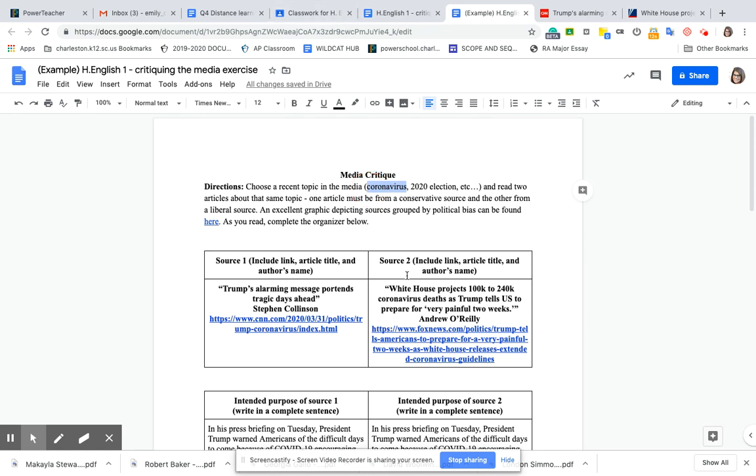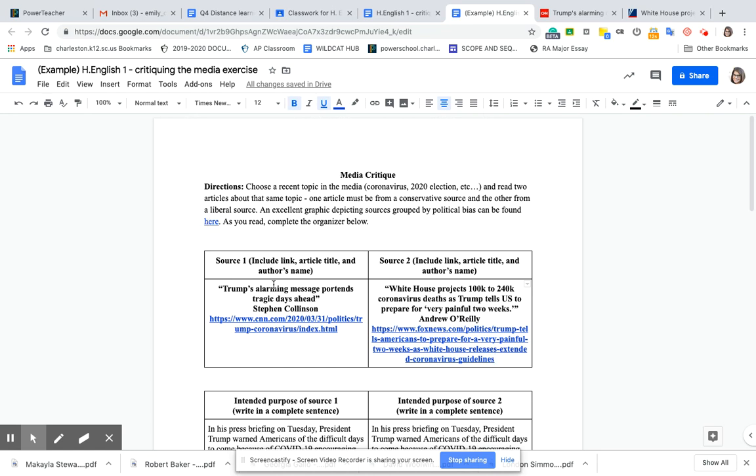And of course, you can't use mine, right? So CNN was my first source, and Fox News was my second source because I know that CNN is a liberal source and that Fox News is a conservative source. So I didn't need to use this graphic, but this graphic is here for you if you don't understand the difference between a liberal or a conservative source or what some examples are.